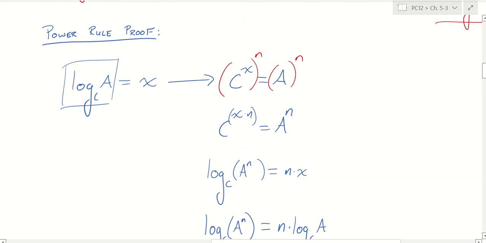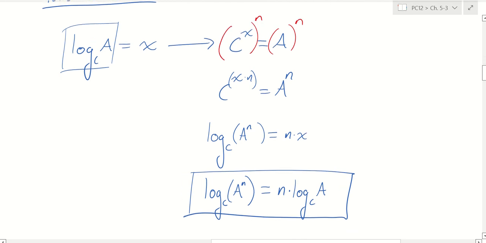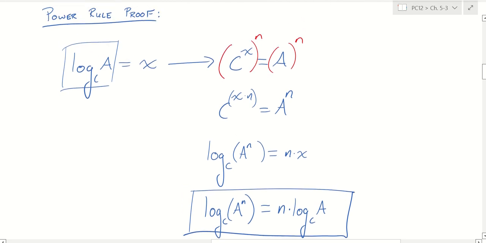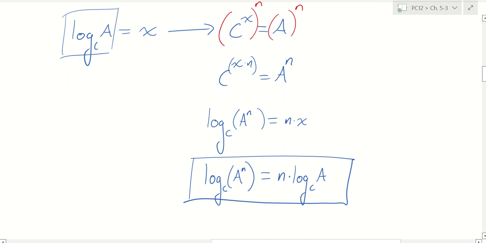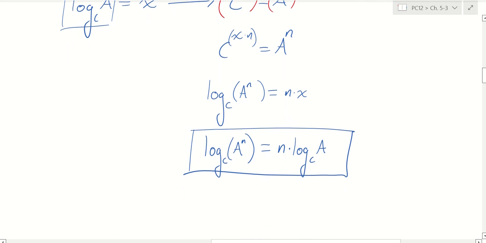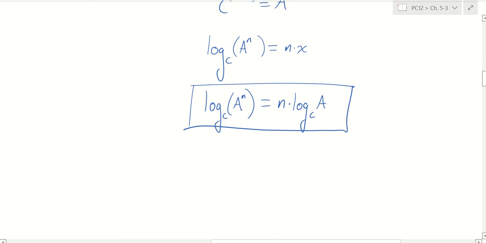So here's the power rule. Hopefully it's a little bit convincing that this relationship is true. It just needs some minorly clever substitution with some rearranging from logarithmic form to exponential form, applying the same power to both sides, and then rewriting in logarithmic form, and then performing one last substitution.